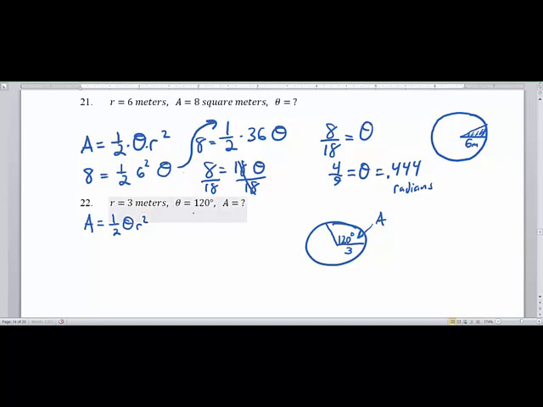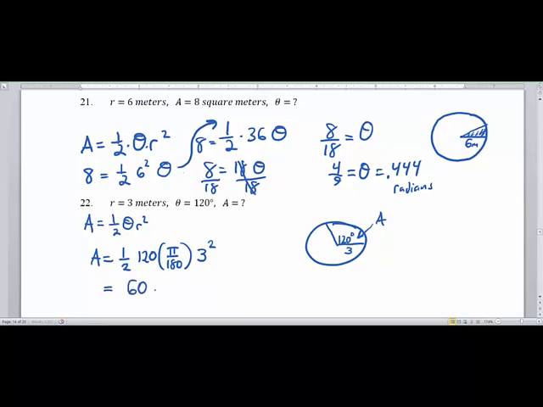radians, not degrees. So they gave us the degrees here. So what we have to do is take our 1/2, plug in our 120 degrees, but then multiply that by pi over 180 degrees. And that gives us the conversion from degrees to radians. And then we can plug in our radius and square it. So let's do a little bit of work here. 1/2 times 120 is 60.